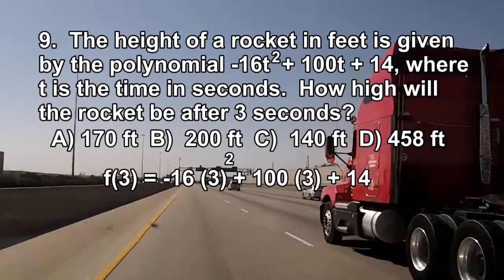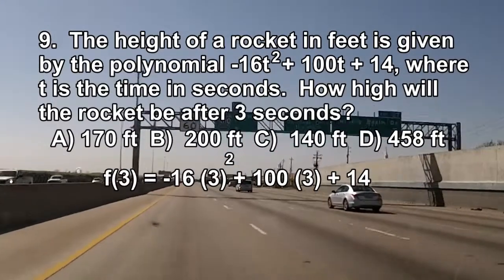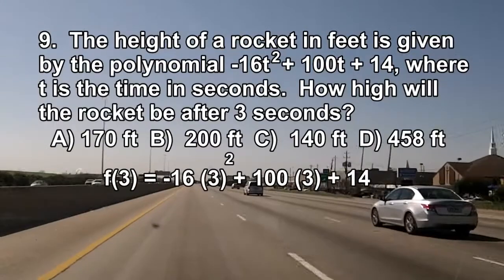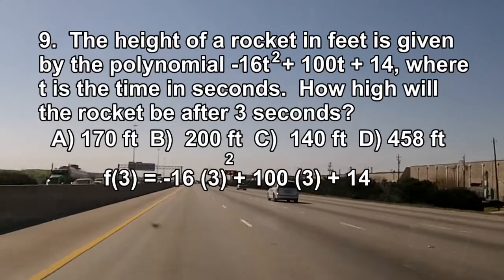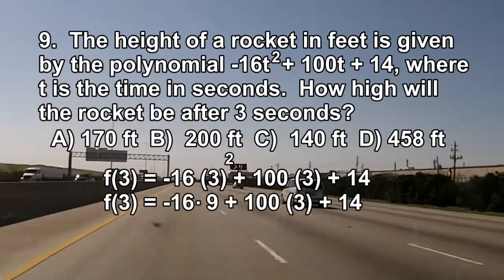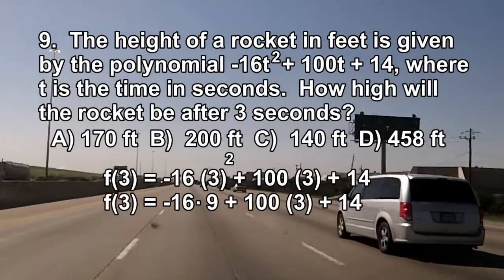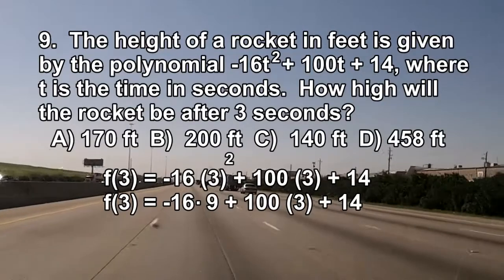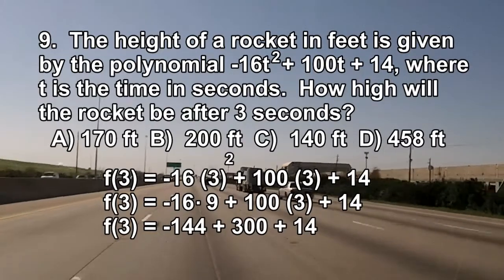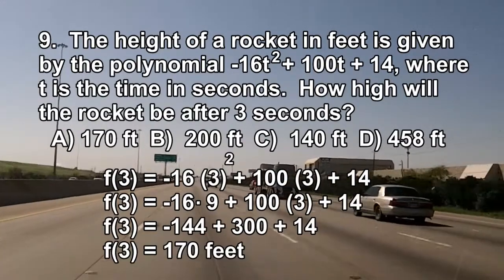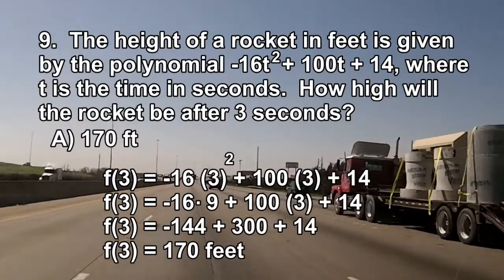If you were to have a calculator, you could just keystroke negative 16 times 3 squared plus 100 times 3 plus 14. It's very wise to use the parentheses when inputting your quantity. If you're doing it by hand, you must first get rid of the exponent. 3 to the second would be 9. Now we can multiply the negative 16 and 9. Now we'll multiply and get negative 144 plus 300 plus 14. Now you can find the sum of these quantities and get 170. So the answer choice would be A, 170 feet.